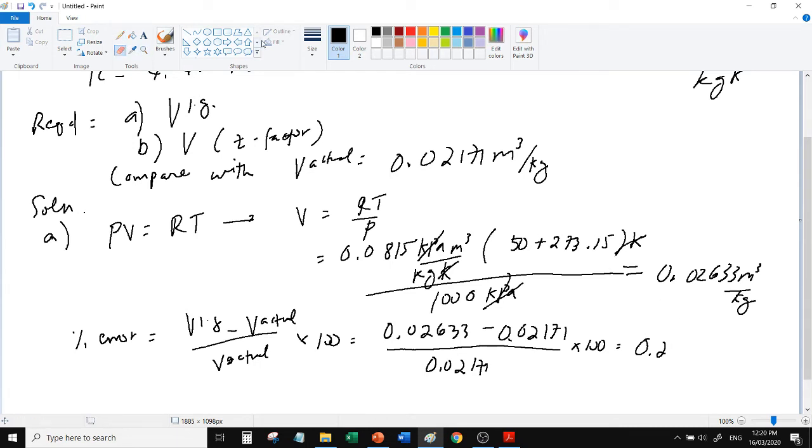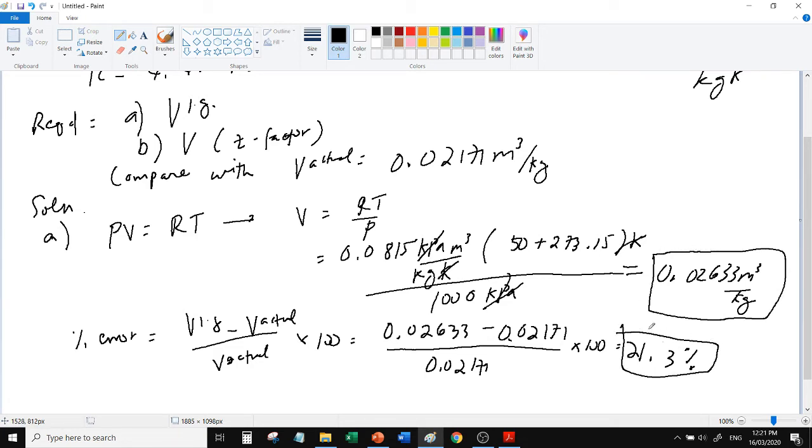Eraser. Bakit ang liit ng eraser? Ito, ang liit pa rin. Yan. Okay, so the answer is 21.3%. So, these are the answers for letter A.